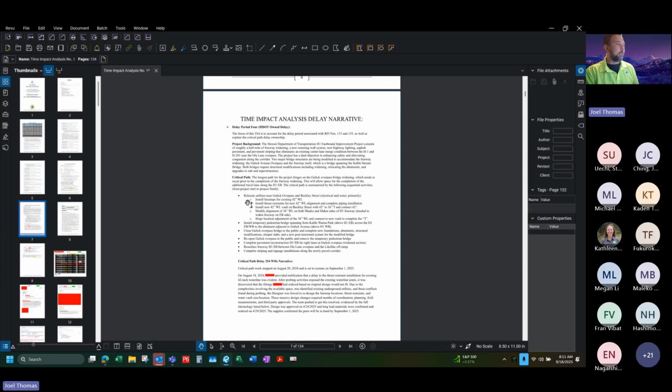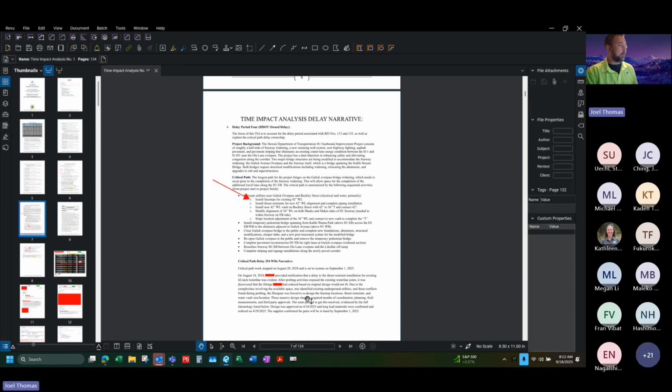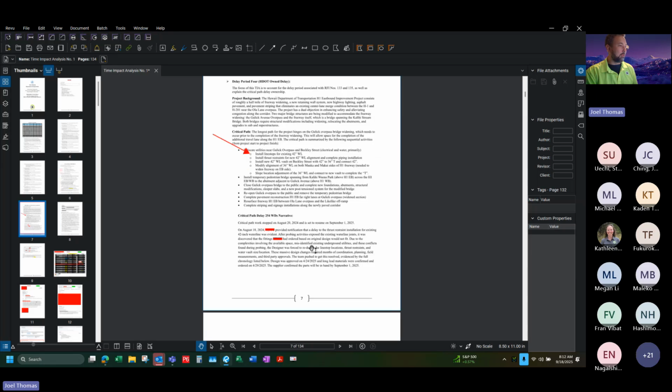So where we got stuck on our critical path was we had to relocate all the utilities near Golick Overpass and Beckley Street, and then we had to install the line stops for the existing 42-inch water line. And this is pretty much where we got stuck, right here. Oh, whoops. So that's more or less what I'm highlighting in this narrative, saying, yeah, this is our critical path. This is where we got stuck, pretty much at square one.